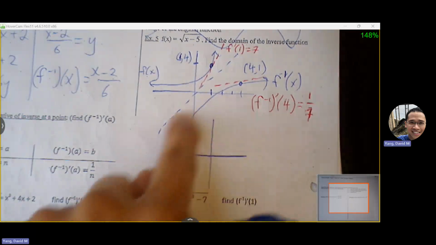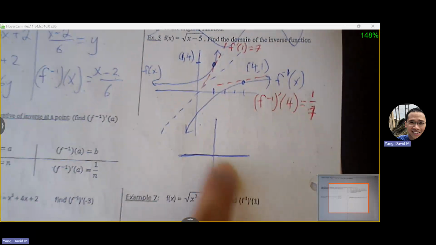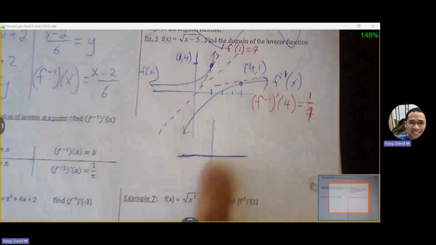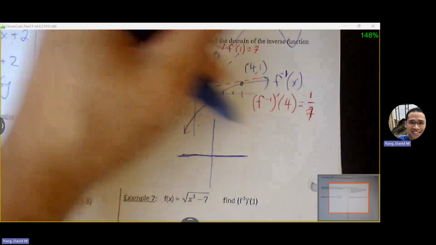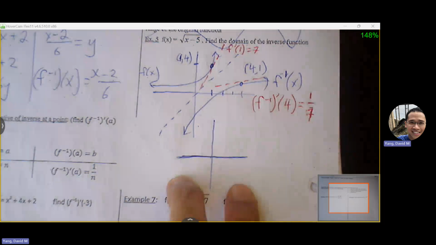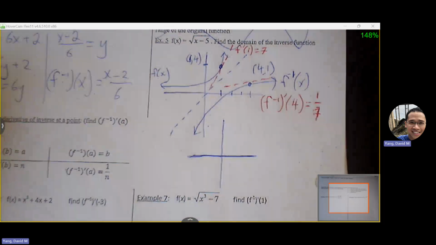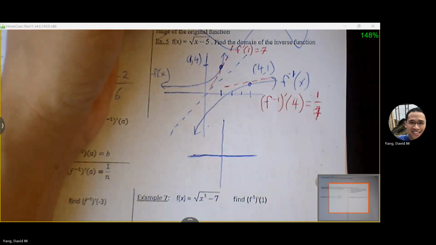I'm making a table here with 4 spaces. In the top row I'm going to build that relationship in terms of their ordered pairs, and in the bottom row I'll build that relationship in terms of their slope. So here's the relationship.